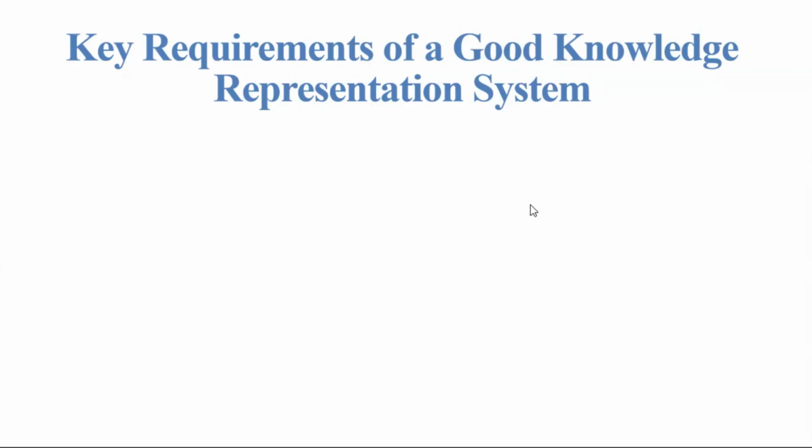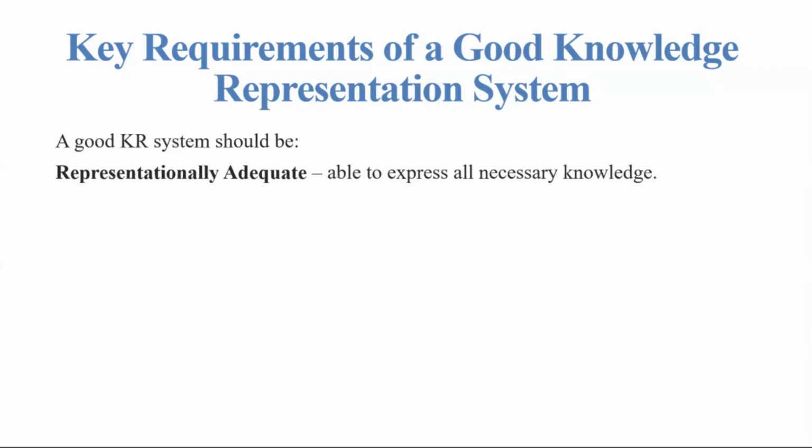A good knowledge representation system has four characteristics. So let's understand them one by one. The first one is representational adequacy. In simple words, it means that the system should be able to represent all the knowledge that is required.